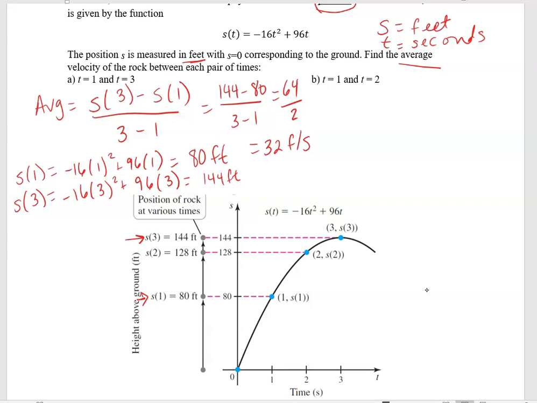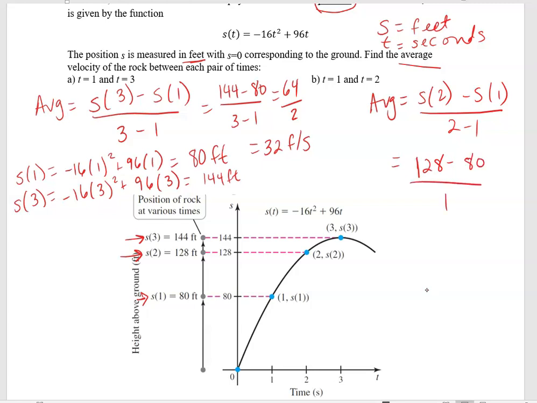Let's do this interval. We're going to have the difference in the positions between 1 and 2 seconds divided by the difference in the times. And I'm going to get these values from the graph. S of 2 is right there. That's 128 minus S of 1, which we previously said was 80, over 1. So 128 minus 80, of course, just gives me 48 feet per second.